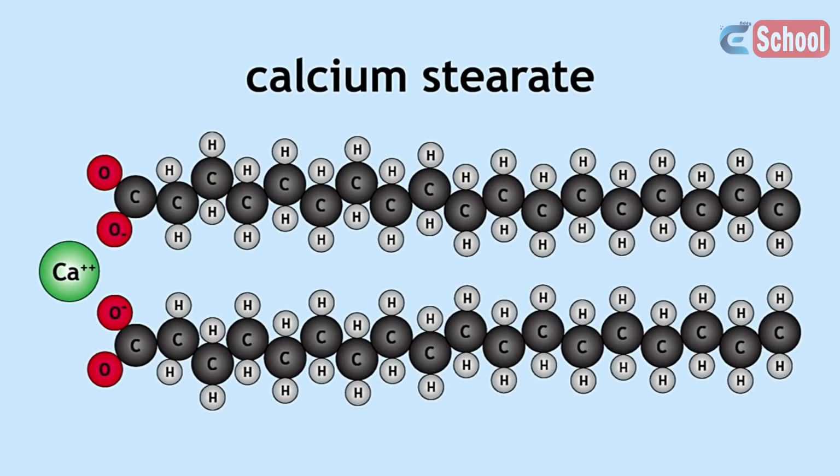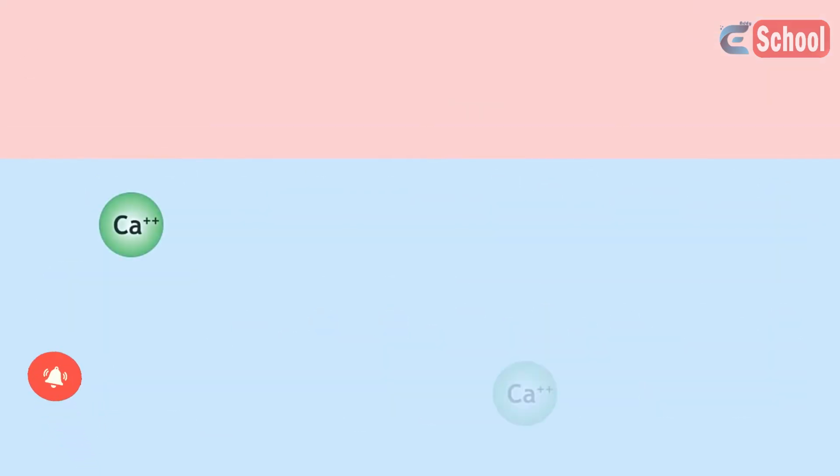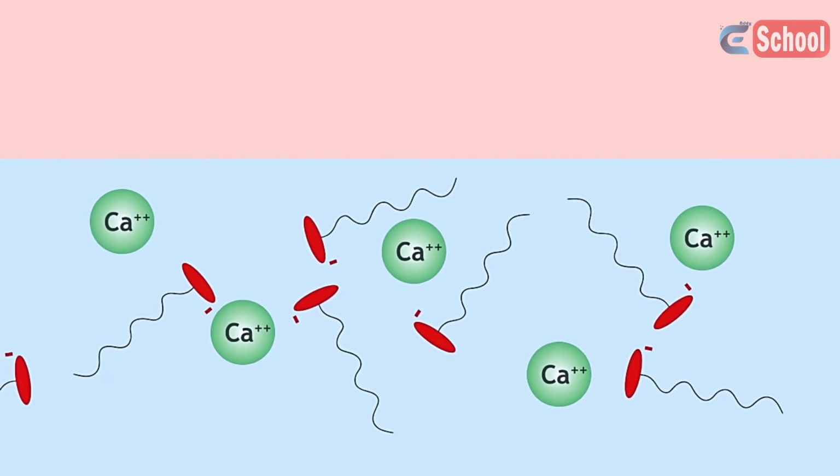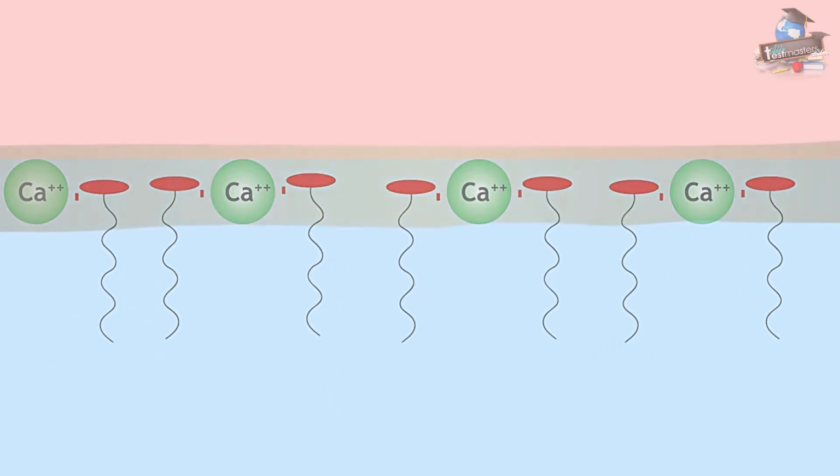However, calcium stearate is insoluble. So if the water contains calcium ions, the soap will not work until all the calcium ions have been precipitated out as scum.